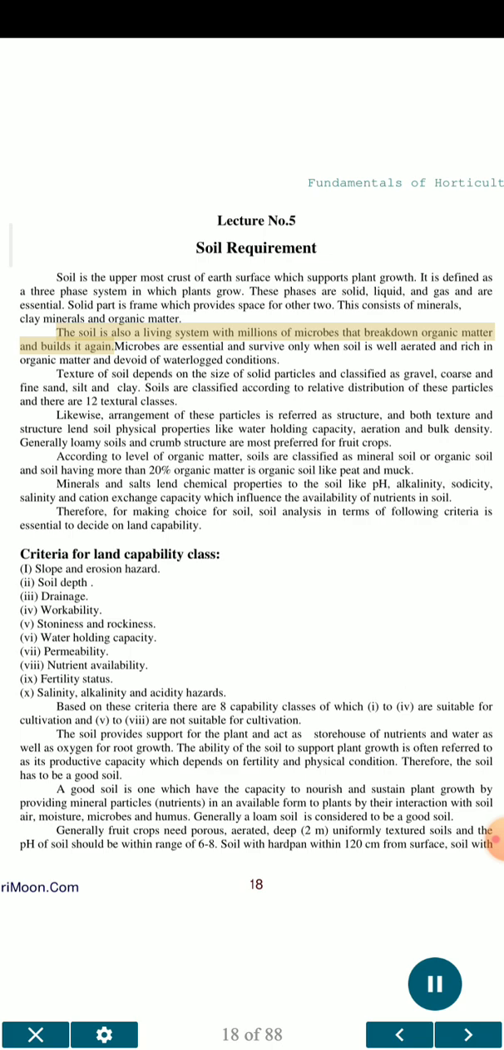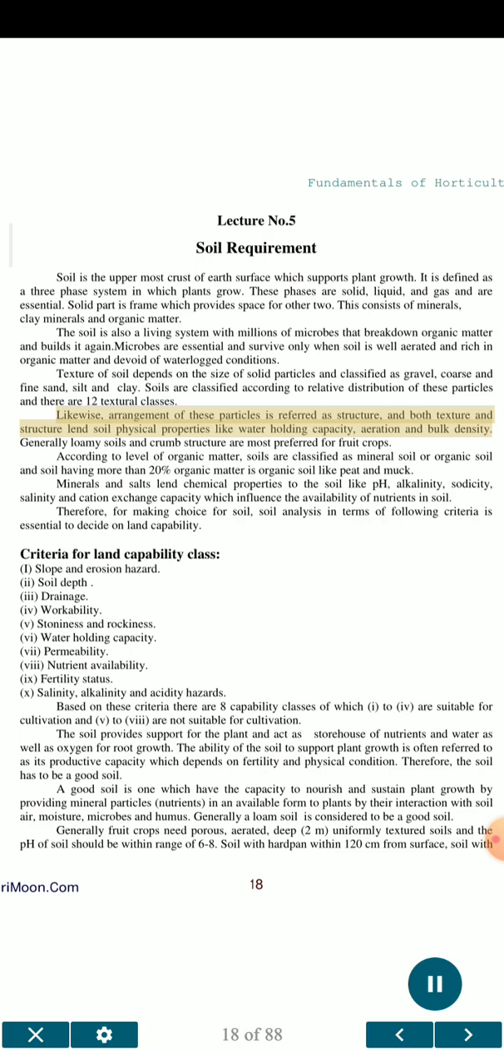The soil is also a living system with millions of microbes that break down organic matter and build it again. Microbes are essential and survive only when soil is well aerated and rich in organic matter and devoid of waterlogged conditions. Texture of soil depends on the size of solid particles and is classified as gravel, coarse and fine sand, silt and clay. Soils are classified according to relative distribution of these particles and there are 12 textural classes.